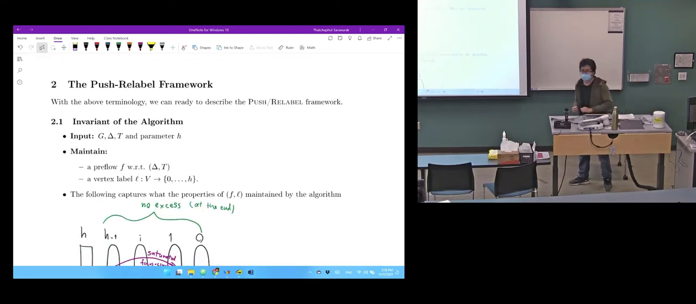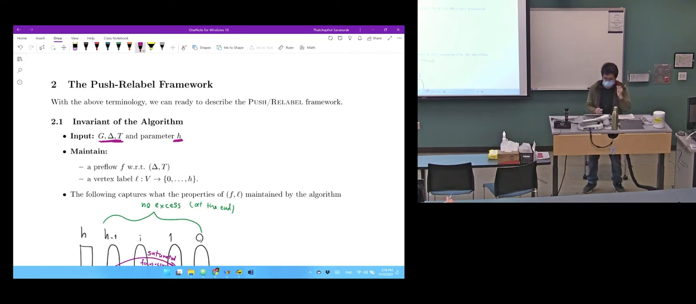Okay, now we can talk about the push-relabel algorithm, the framework, I mean. Okay, so the framework is here. You are always given a graph and source and sink function, but also some parameter h. It will govern the height of the label, and I'm going to tell you now. So what is the notion of h here? What's the meaning here?